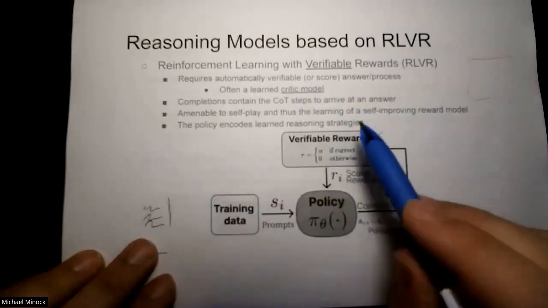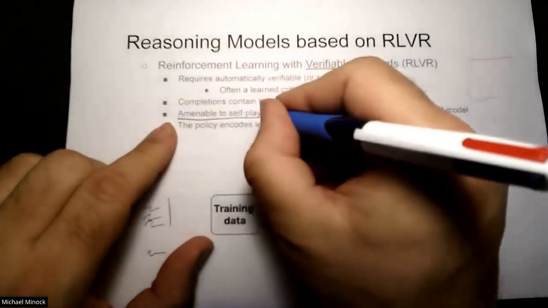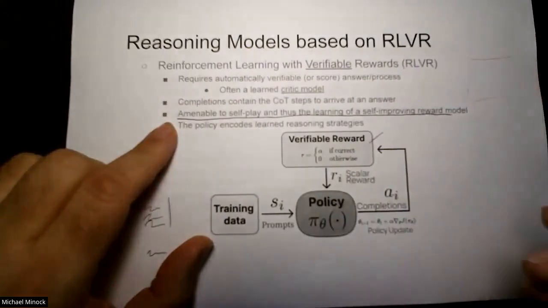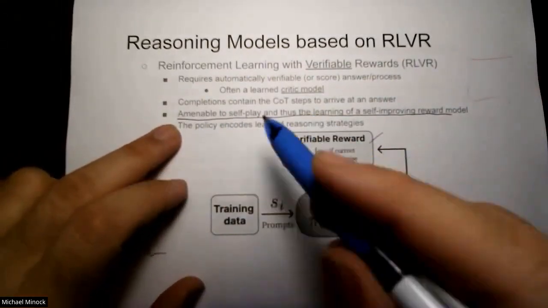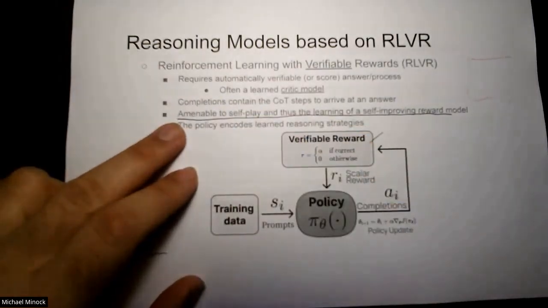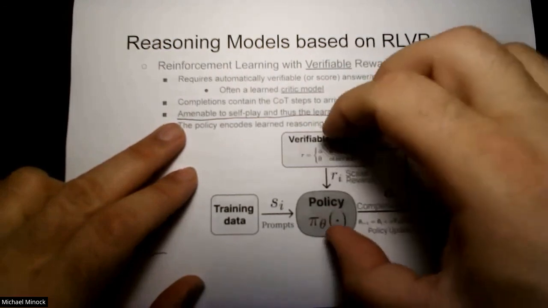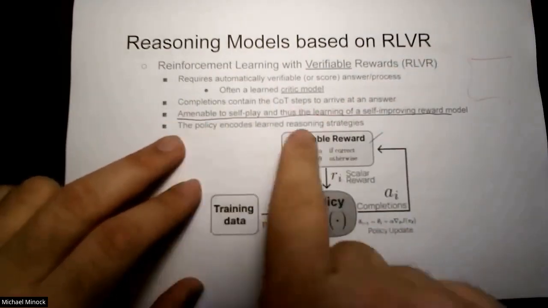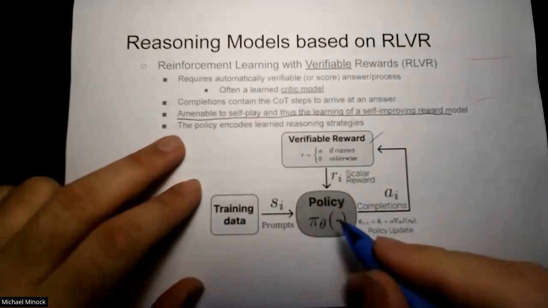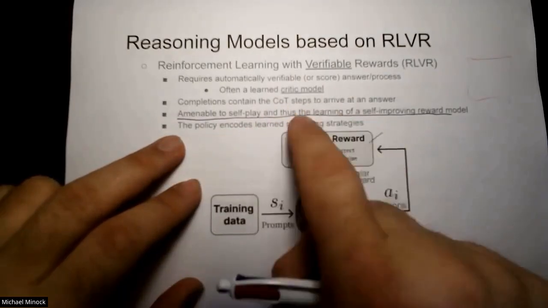And what's important here, and potentially very deep about this, is that it's amenable to self-play. So this can be a completely automated process that goes around and around, altering its policy, altering its reward model, trying to get better and better results, optimizing both of these. And at the very end, the policy, by self-play, maybe encodes some mysterious reasoning strategies.